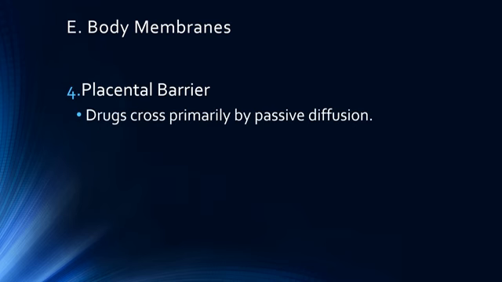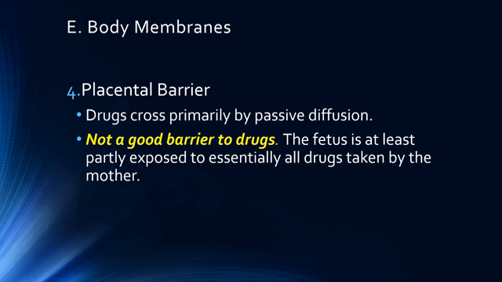The final barrier to consider is called the placental barrier. This is, of course, the placenta between mother and fetus. Drugs cross primarily through there by passive diffusion. It is not a good barrier to drugs. The fetus is at least partially exposed to essentially all drugs taken by the mother. And of course, we see this on the news a lot when we see mothers who have abused drugs while they're pregnant. The babies are often born addicted to those drugs. And so we're going to talk about the teratogenic effects of various drugs as we move through the semester. So the placental barrier is not a particularly good barrier for most of the drugs we'll be talking about.